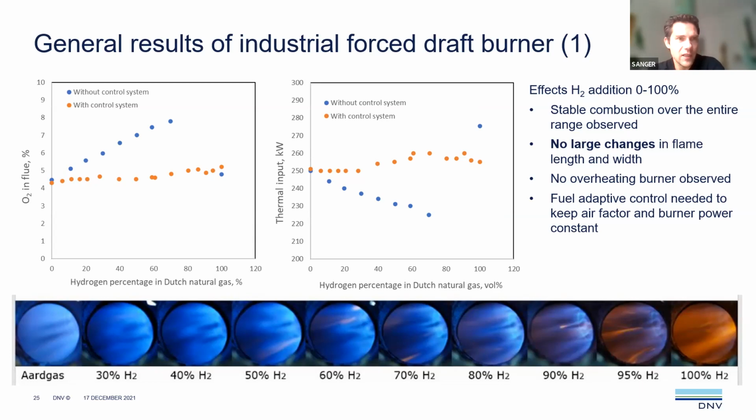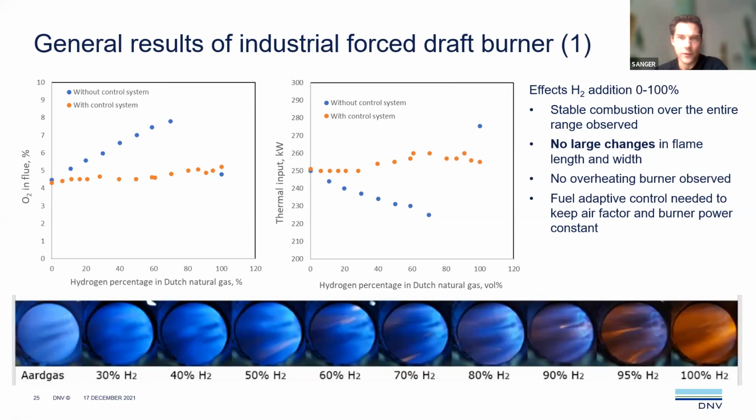If we do not use a control system, then you see that the oxygen in the flue gases increases when you increase the amount of hydrogen. And when we switch back to complete hydrogen, then it falls back to the normal value, which follows basically the Wobbe index. And the same you see for the thermal input. But when we use the control system, then we are able to keep the oxygen content more or less constant in the flue gases. And we are also keeping the thermal input more or less constant. You always see some fluctuations, but that's due to the valve system used, which always gives some fluctuations.